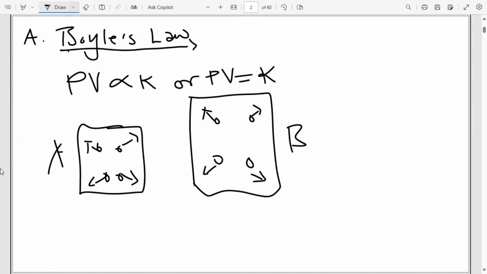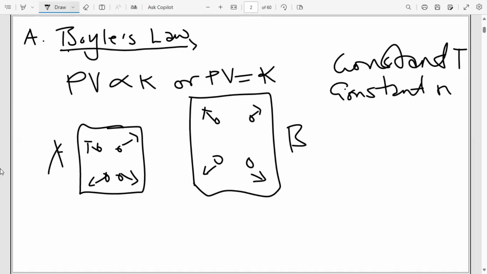It's due to the relationship between pressure and volume that was explained by this guy known as Robert Boyle, which we call Boyle's law. So what does this law actually state? It states that at constant temperature and number of molecules. So you can see that's why I've drawn in both containers four gas molecules, just to show the difference. We are maintaining the same number of molecules, represented by N. I just put N for moles.